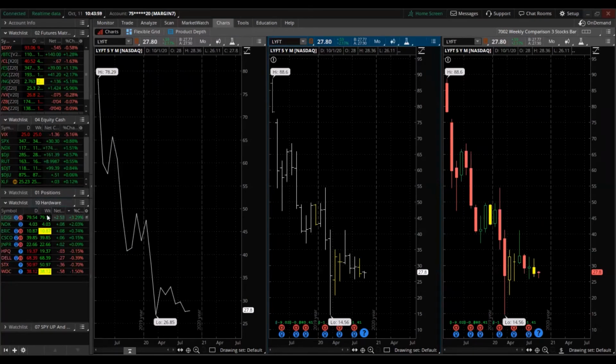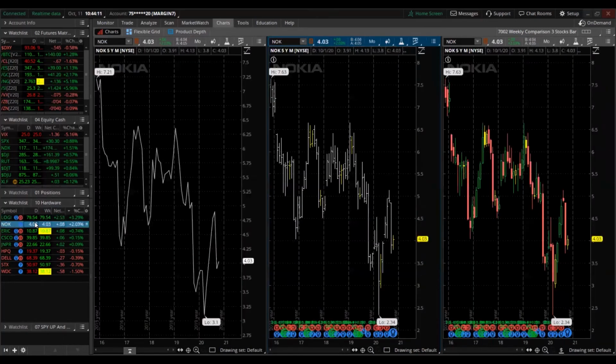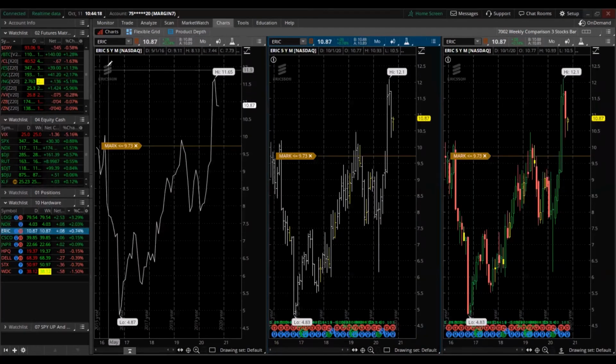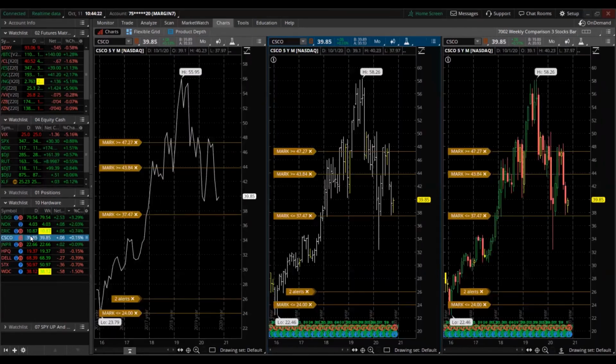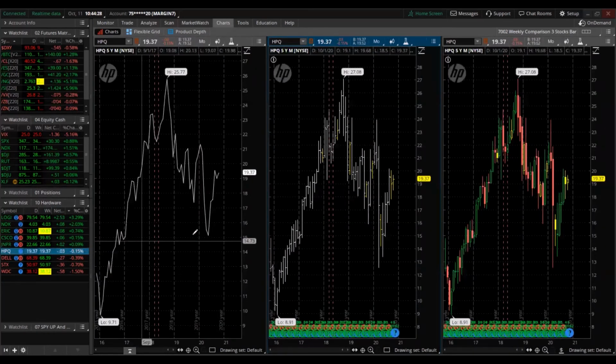Watch list. Oscar, Golf, India, outperforming. It is outperforming the NASDAQ 100. November Oscar Kilo is not outperforming. Echo Romeo India Charlie Ericsson is not. Let's look at Cisco. Cisco is not. Jupiter Networks is not. Hewlett Packard is not.